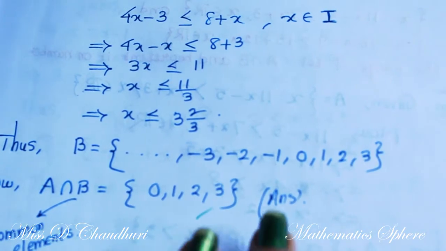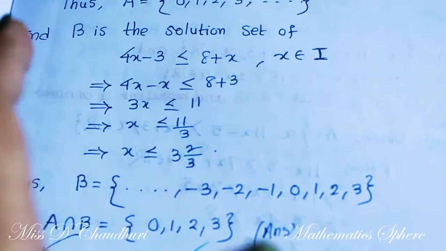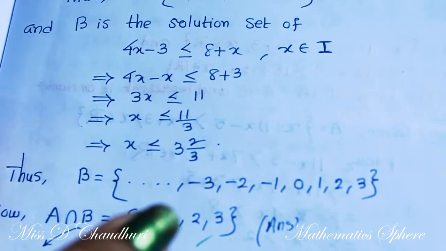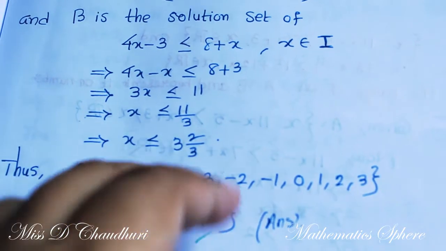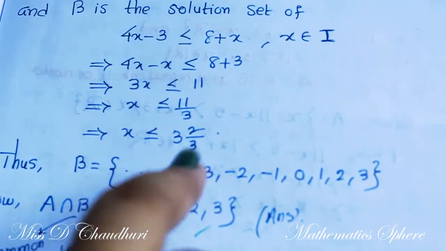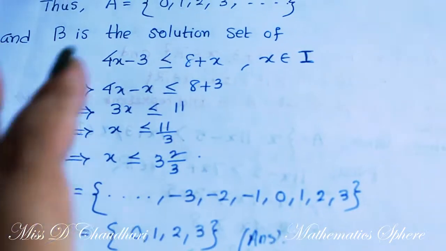This type of question is also given in the question paper. There you will be provided with 2 or more inequalities. From there you separately find the solutions. After finding the solutions, you will be asked for the intersection, sometimes the difference, and so on. You will have to write the answers accordingly.